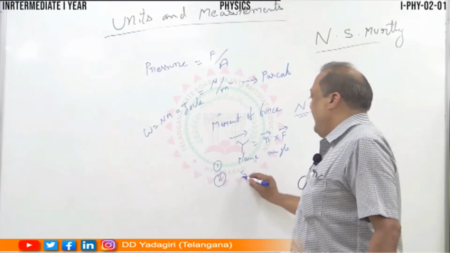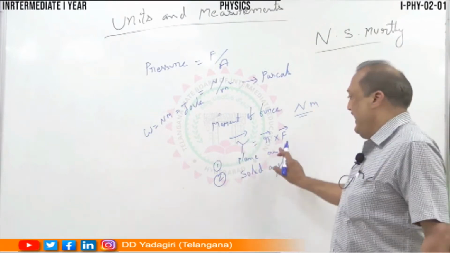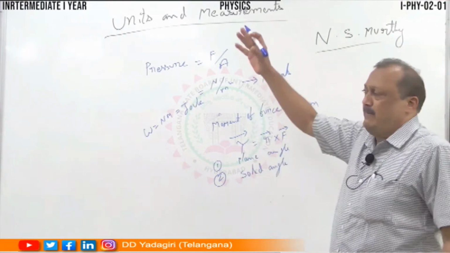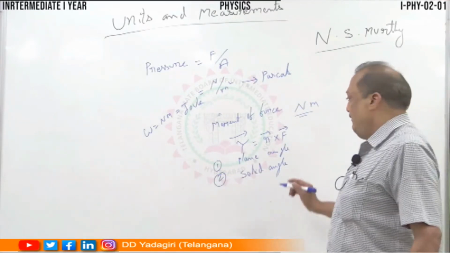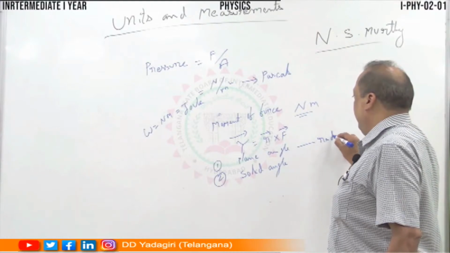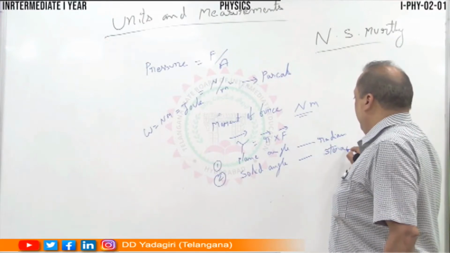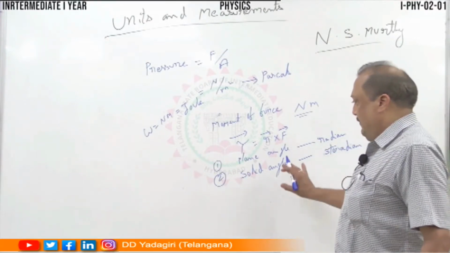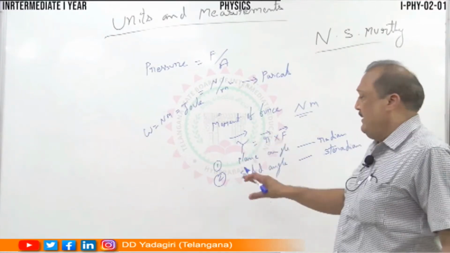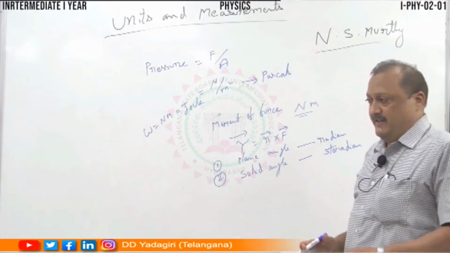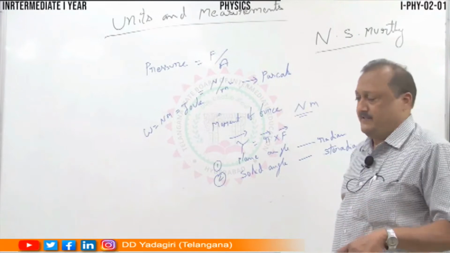These are the 2 supplementary physical quantities in the SI system: plane angle and solid angle. There are 7 fundamental physical quantities, and after that there are 2 supplementary physical quantities. The unit of plane angle is radian. The unit of solid angle is steradian. Plane angle and solid angle, these two are also taken as 2 supplementary fundamental physical quantities in the SI system.